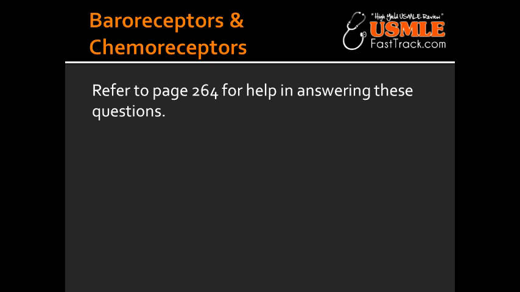How are the peripheral chemoreceptors stimulated? The peripheral chemoreceptors at the carotid and the aortic bodies are stimulated by a decrease in PO2 if it gets less than 60 mmHg. They are also stimulated by an increase in pCO2, and they are also stimulated by a decrease in pH of the blood.